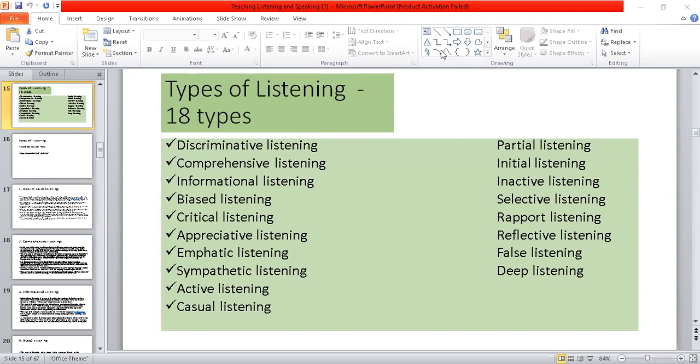Yes, please look for what they are quickly and start telling me what they are. What do you mean by discriminative listening? What do you mean by biased listening? Very quickly. Don't waste time. Discriminative listening is when the listener interprets and assigns meanings to sound rather than to words.